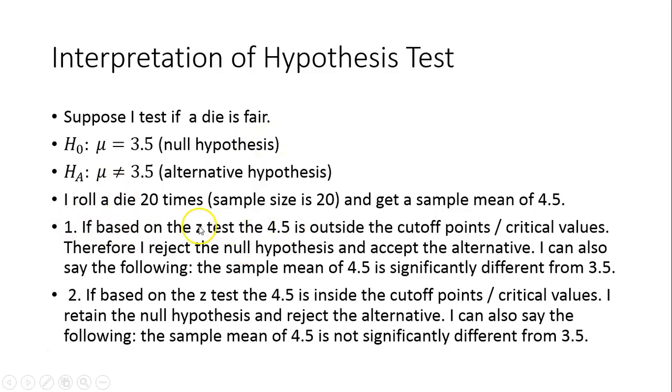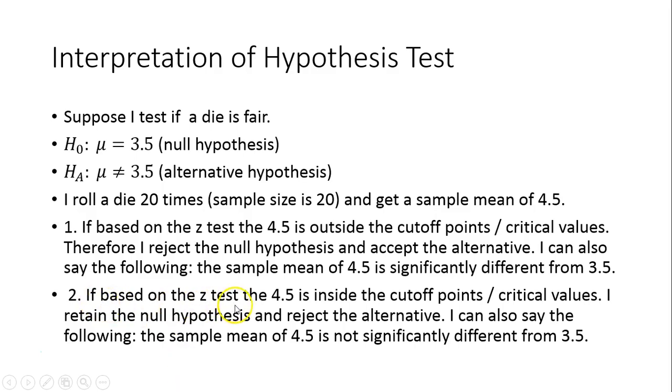If, based on the z-test, the 4.5 is outside the cutoff points, now I have to convert the 4.5 into a z value. I have to transform it, right? Therefore, if it's outside the cutoff points, I reject the null and accept the alternative. I can also say the following: the sample mean of 4.5 is significantly different than 3.5, or statistically significantly different than 3.5.